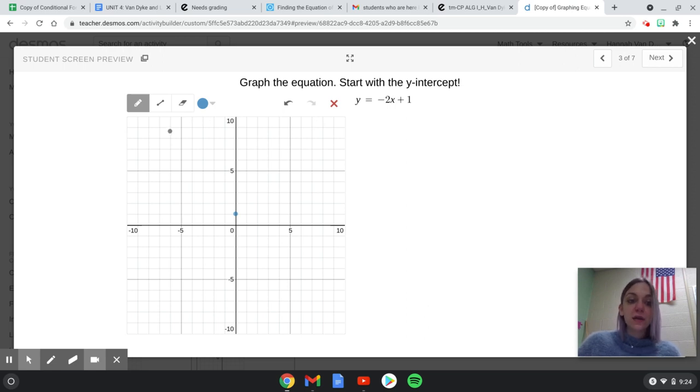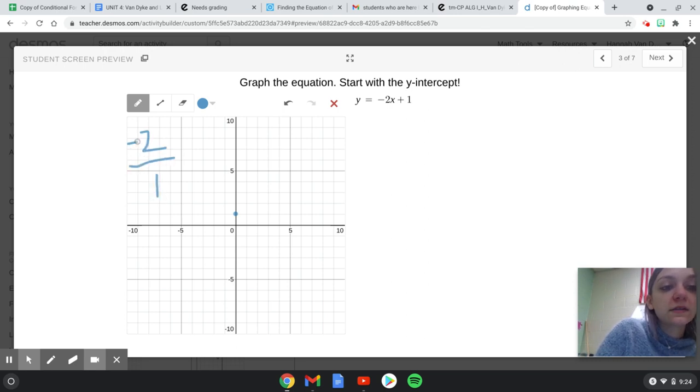Now remember, 2 can be written as 2 divided by 1. Or negative 2 in this case, divided by 1. So if it helps you think, to have negative 2 divided by 1 for your slope to make your graph, think of it that way.